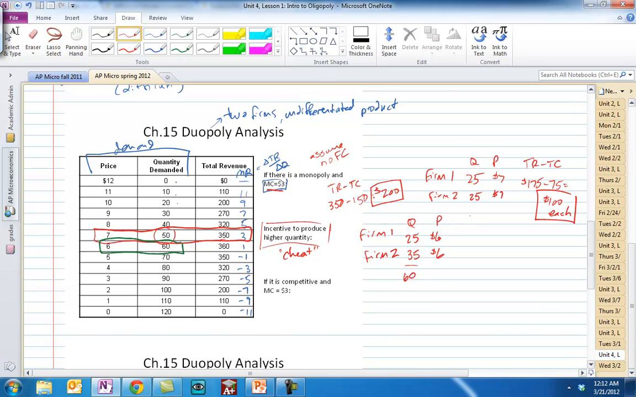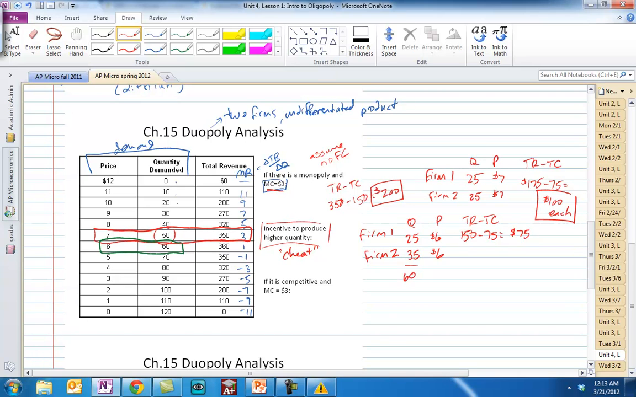So what happens here to each of their individual profits, TR minus TC? Now we got to do it separately because now they've got different stories here. Total revenue for firm 1, it's 150. Minus total cost for firm 1, 25 times 3 is 75. So firm 2 cheated and they ended up reducing the profits of firm 1 to $75. What happened to firm 2's profits? Was this in their interest?